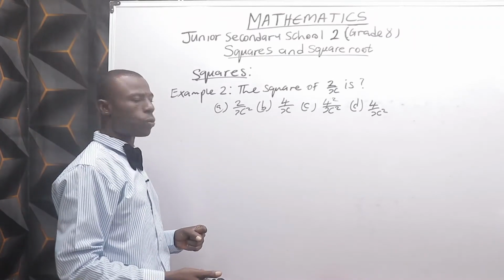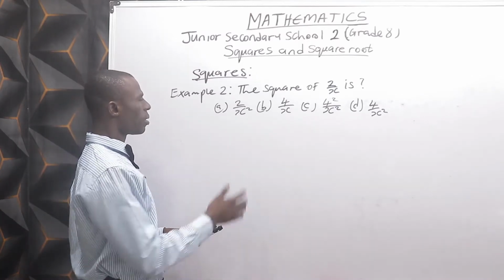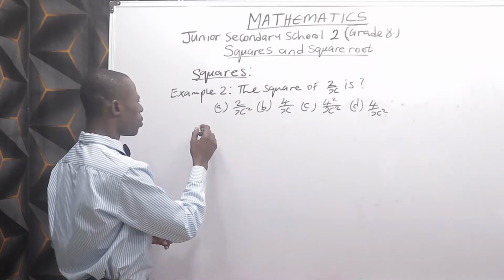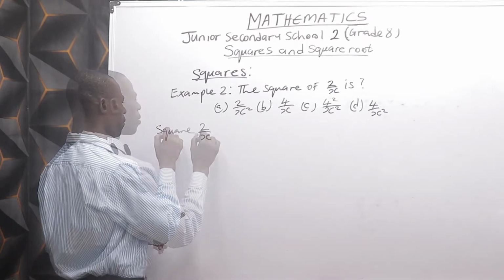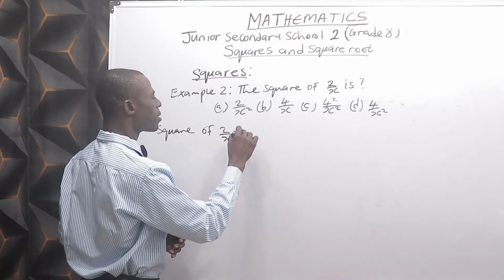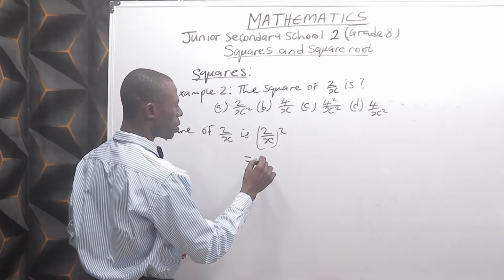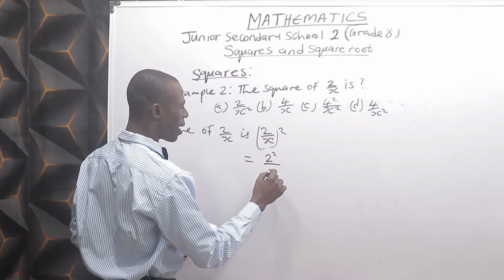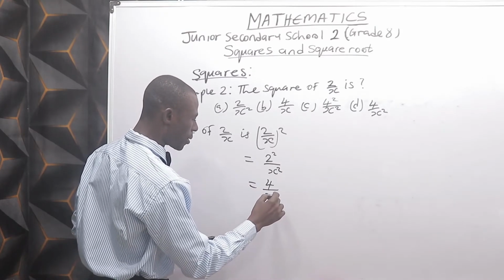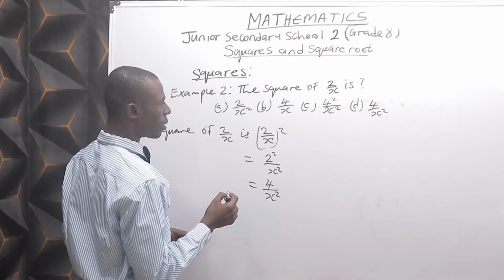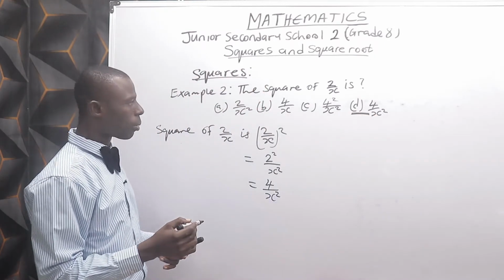Let's look at this example 2. The square of 2 over x is question mark. These are the options. Let's square 2 over x by ourselves. The square of 2 over x is 2 over x raised to power 2, which is 2 raised to power 2 over x raised to power 2. 2 raised to power 2 is 4, over x raised to power 2. And that tallies with option D. Option D is the correct option.